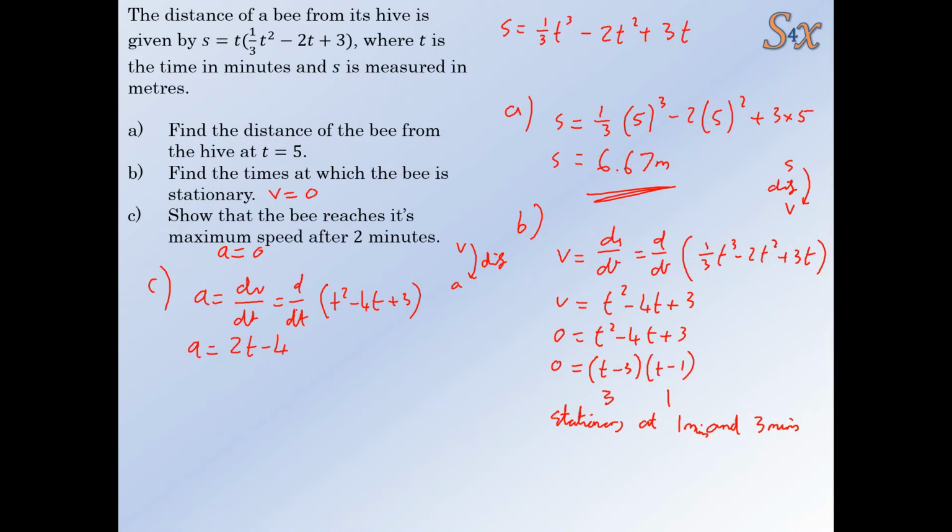And we've said the acceleration is equal to 0, so I can set that all to 0. So my equation now says 2t minus 4 equals 0, and the solution to that is t equals 2 minutes, as the question says. Okay, so I've proved there that at t is 2 minutes, the acceleration is 0, which means it must be at its maximum or possibly its minimum speed. Okay, but it's maximum in this case.